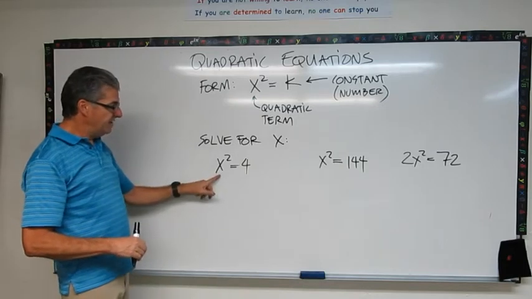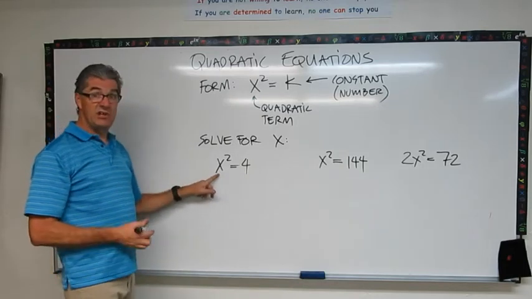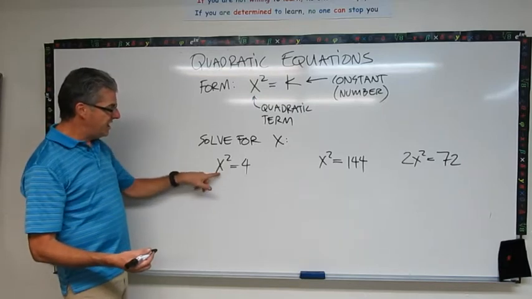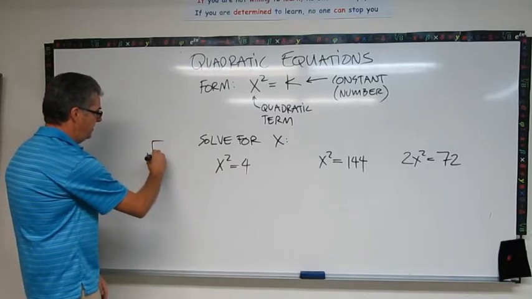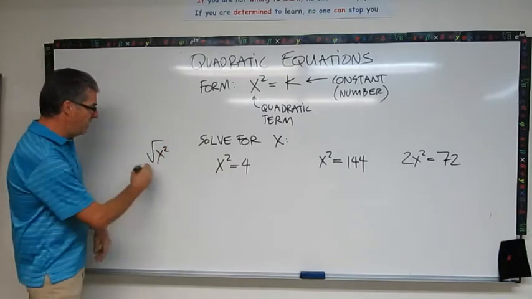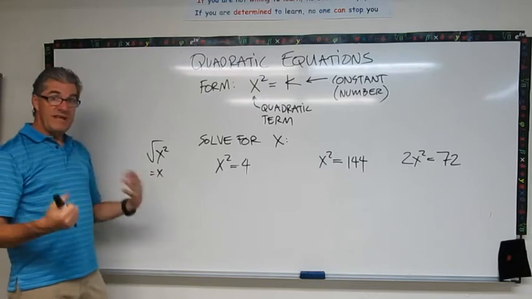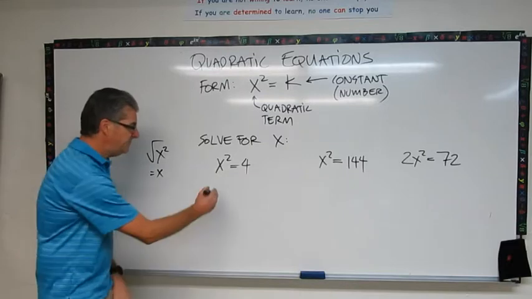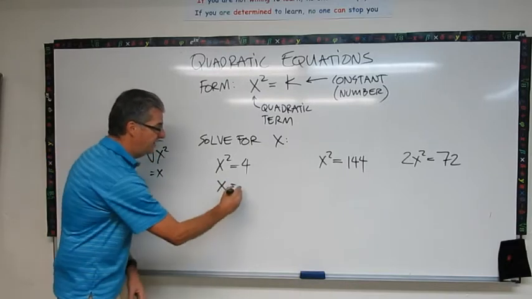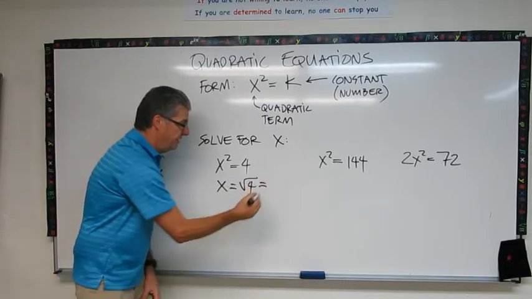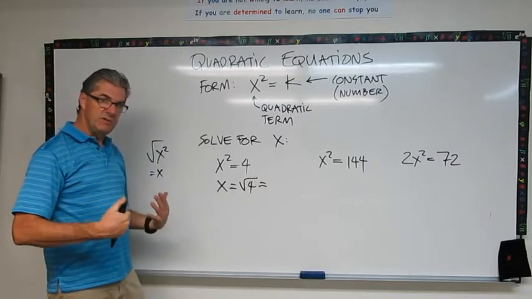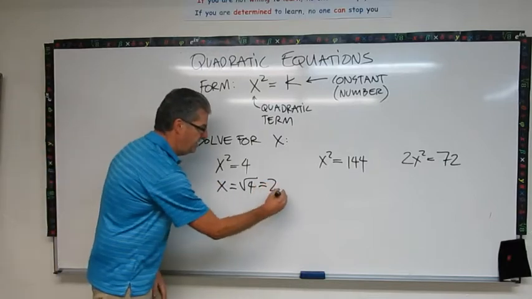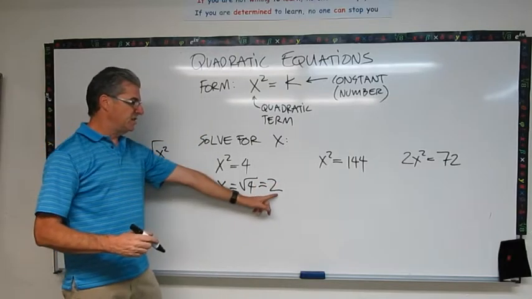Okay, so x squared equals 4. I need to get x alone. That's what solving an equation is all about. So if I want to get rid of the x squared, I can just do this. The square root of x squared equals x. So what that means is I'm going to take the square root of both sides of this equation. That's going to give me x on one side, and this is going to be the square root of 4. Now if you know your square roots, which you should because we did a chapter on radicals, what's the square root of 4? That's just 2, right? So this ends up being x equals 2.